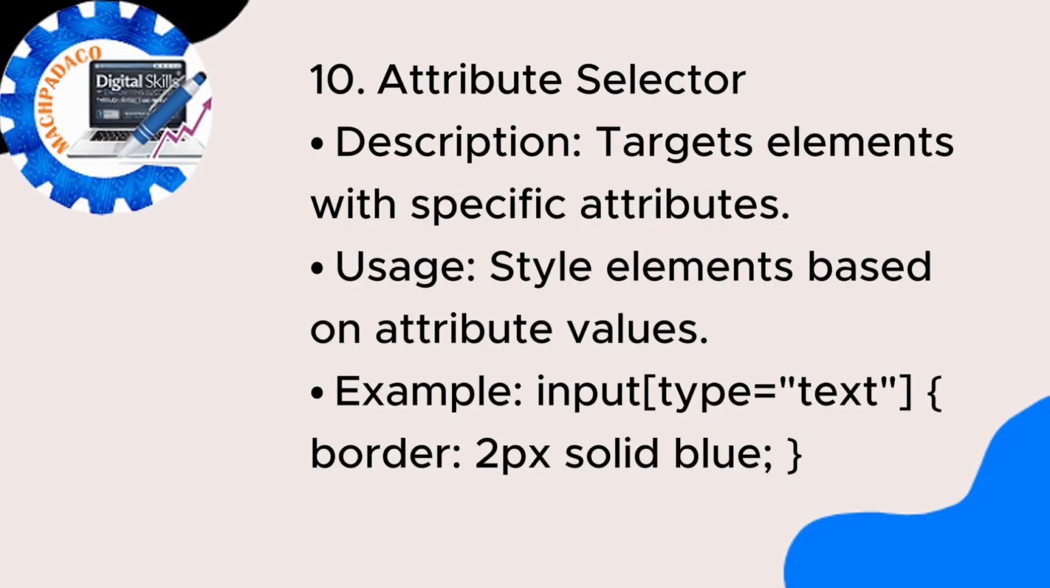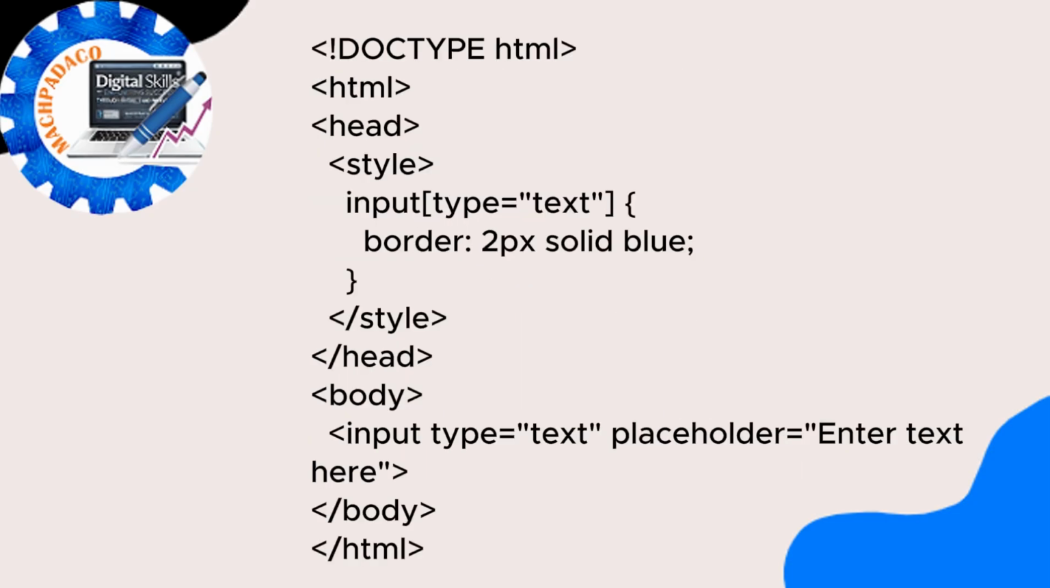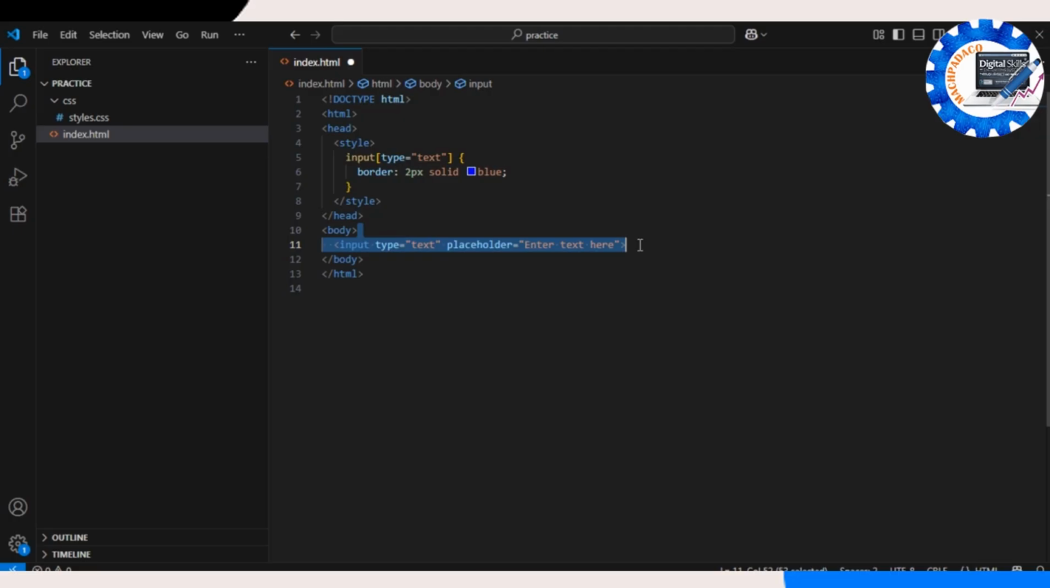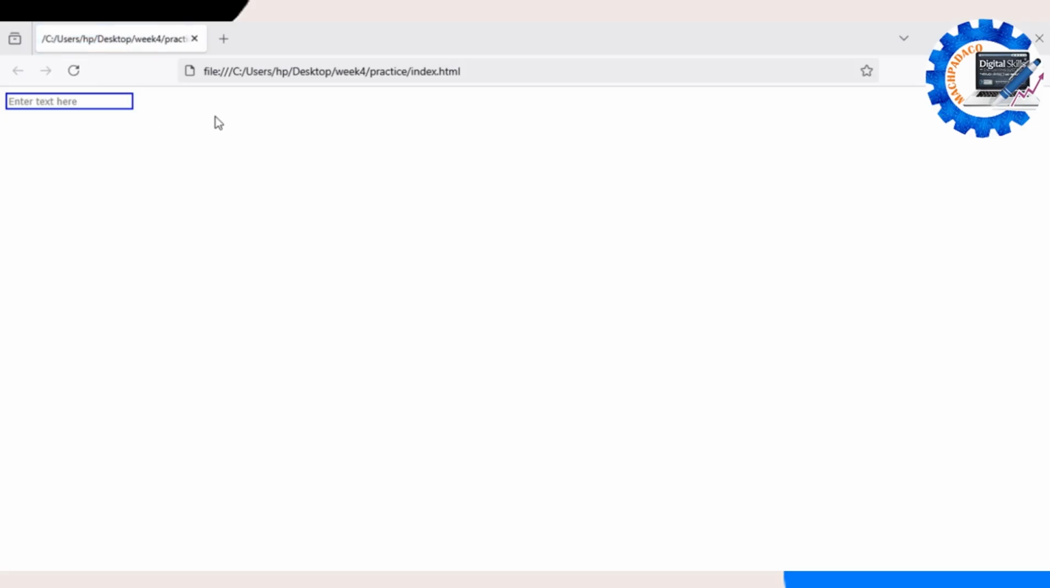Then the next one is attribute selector. Description: target elements with specific attributes. Usage: styles elements based on attribute value. This is the code displayed on the screen. Save it, go to the web browser and refresh it. You will see that we have border 2 pixels solid blue applied to the text.